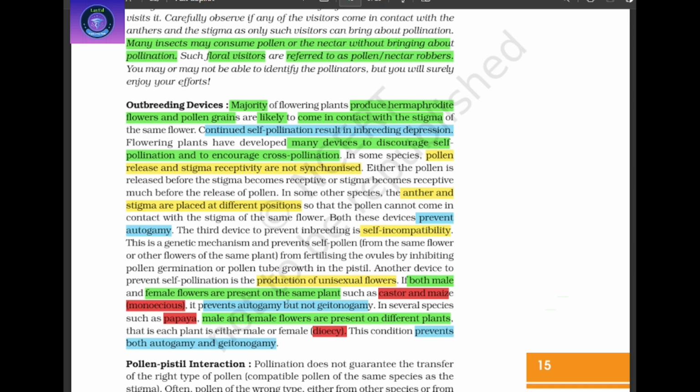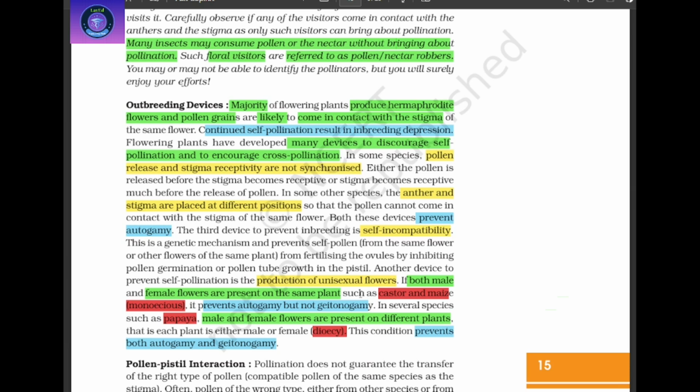So if both, this is only given. Okay. Now look, you will get two concepts. First of all, the first concept will be monoecious, and the second concept will be dioecious. Look, I'll be telling you in very minute detail. What is monoecious?